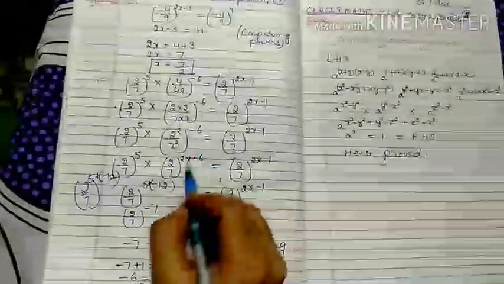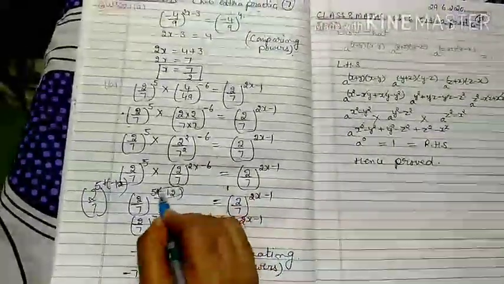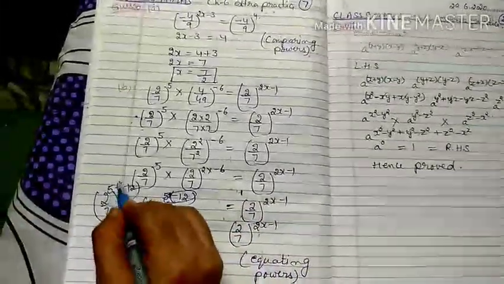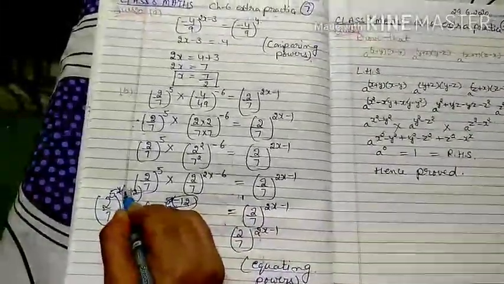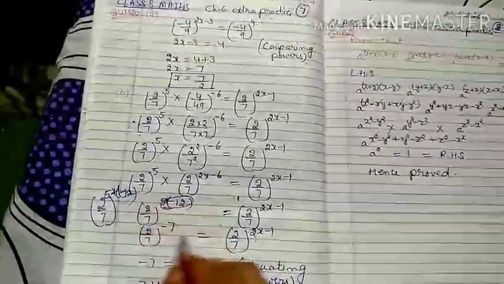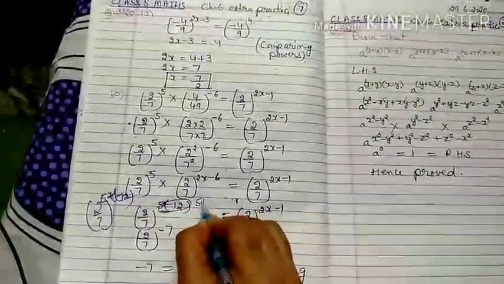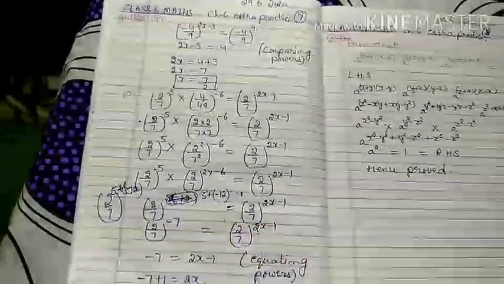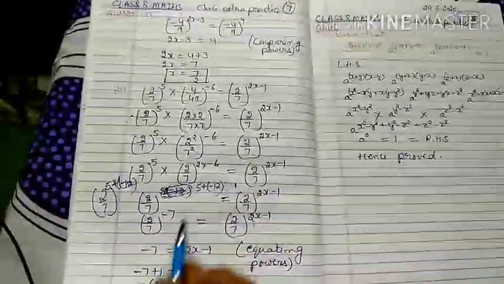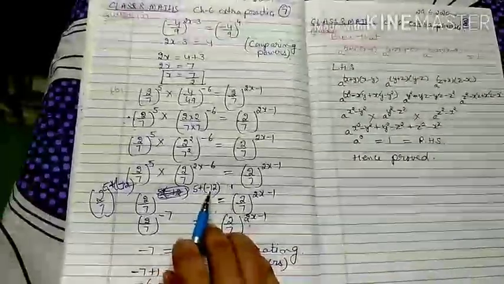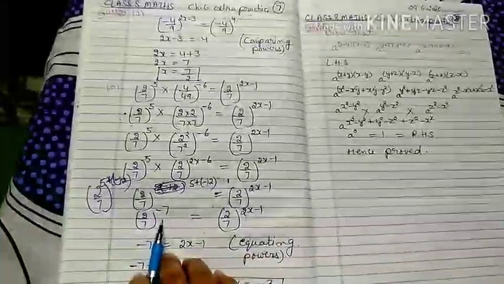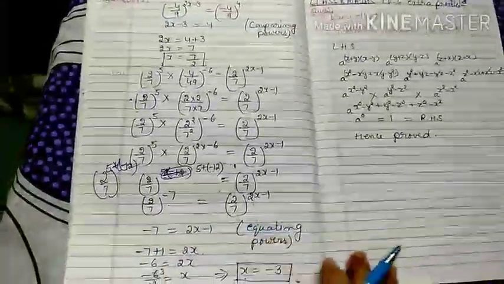So we are not going to multiply here, we add the powers. So the proper way is 2 by 7, 5 plus, in the bracket, minus 12. So that is the proper way of writing this. Okay, 5 plus minus 12. 5, when positive is added with negative, gives me minus 7. So 2 by 7 raised to the power minus 7, equals 2 by 7 raised to the power 2x minus 1.